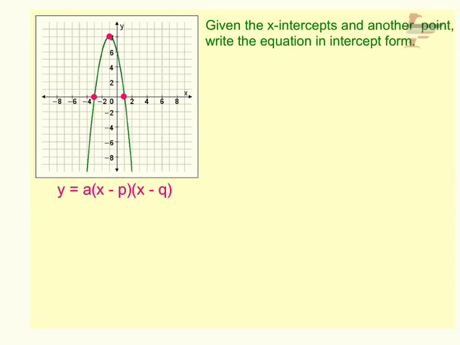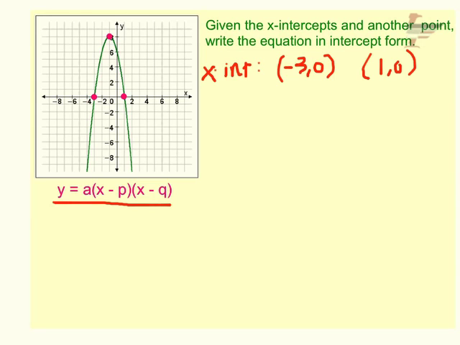Alright, this last example is intercept form. Remember, here's what intercept form looks like. And so to use intercept form, they're going to give us the two x-intercepts and then just another helpful point on the graph. So our x-intercepts, if we write those down, we have (-3, 0), and the other one is (1, 0), and then they gave us just another helpful point on the graph, and really any other point would help out, but they gave us (-1, 8).